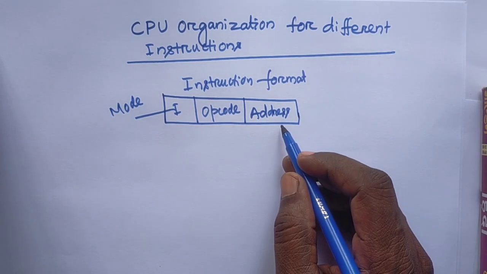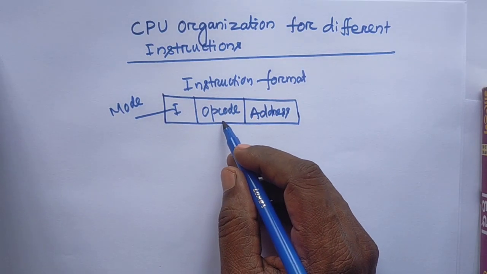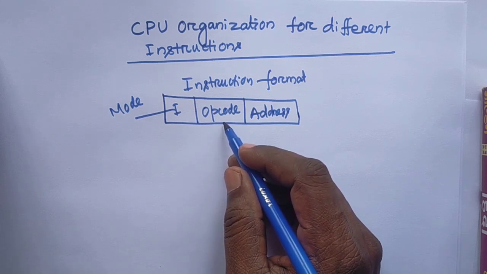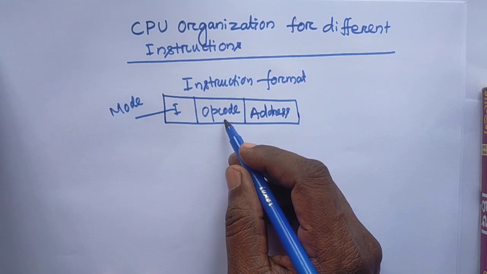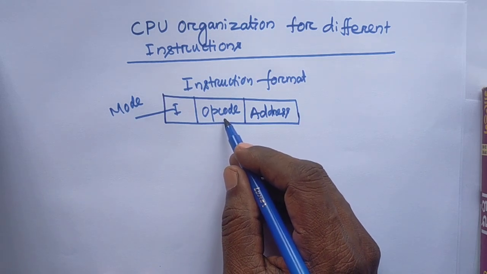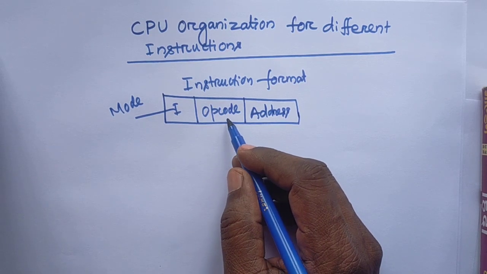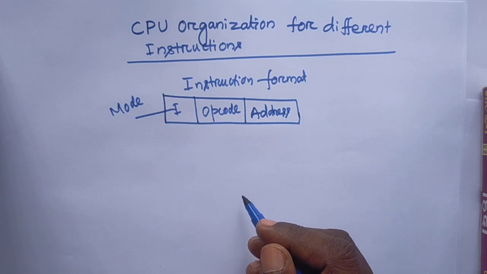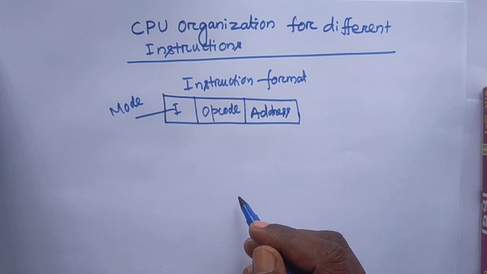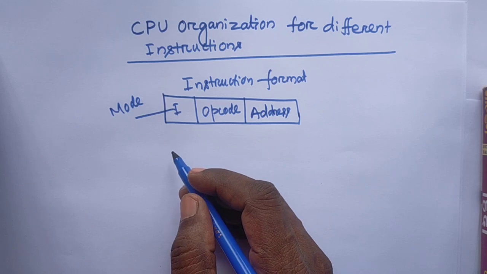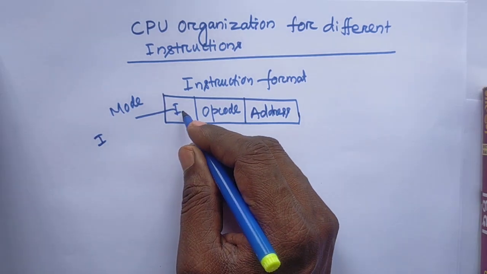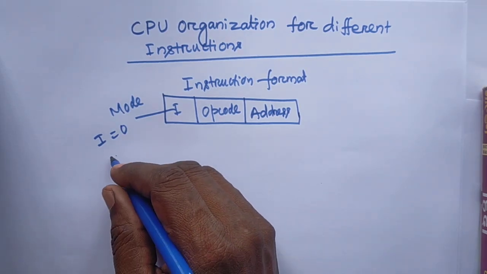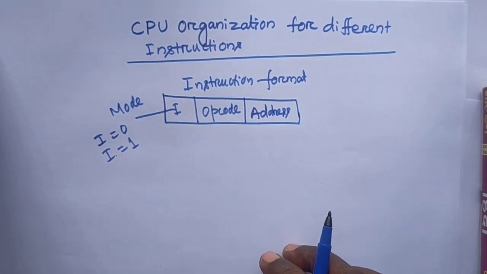The address part means the address for the operand. The opcode part is for the different operations, maybe addition, subtraction or any other operation. The mode part is used when you access data directly or indirectly. The mode is I. If I is equal to 0, it is a direct address.